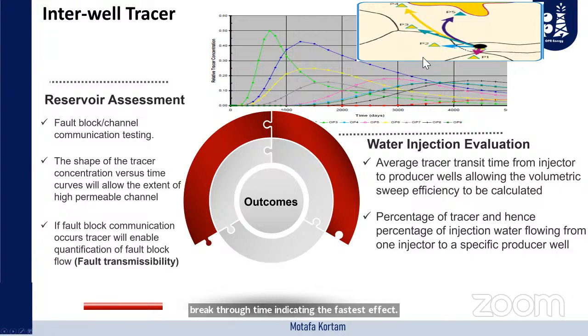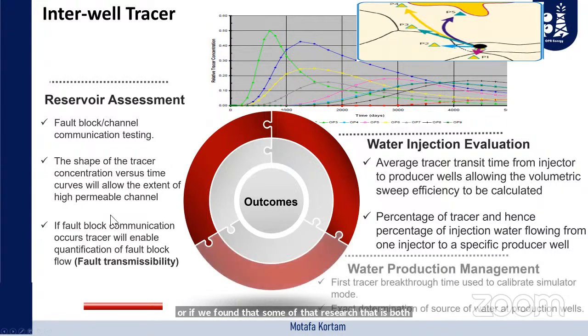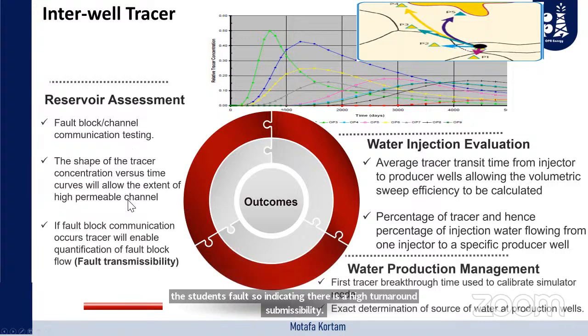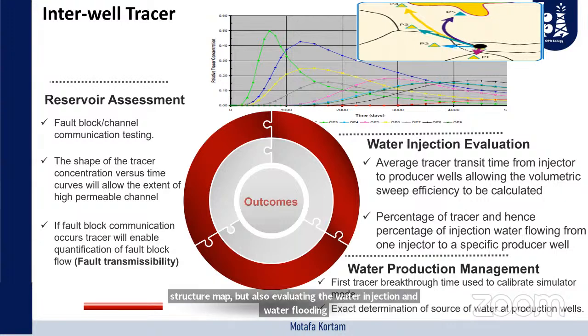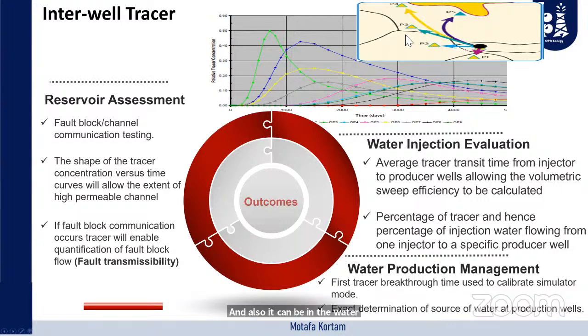Also, if there is a fault and some of the tracer passed through this fault, that indicates a high transmissibility. So it will help in reshaping the structure map. It is also used for evaluating water injection and water flooding, and it helps in water production management. So in case you will drill a well in the vicinity of a particular well that is showing a high water breakthrough, for example an infill well, you will be able to predict when the water will reach the producer well.